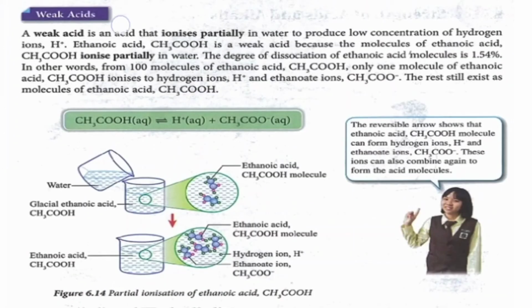How about weak acid? A weak acid is an acid that ionizes partially in water to produce a low concentration of hydrogen ion. For example, this one is CH3COOH, ethanoic acid. This is a weak acid because it only ionizes partially in water. The degree of dissociation is 1.54% only.